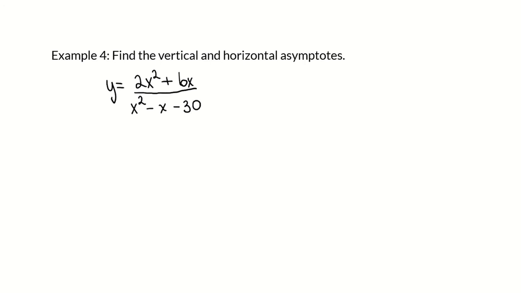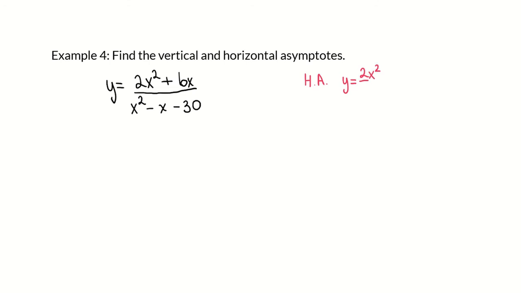Example 4: find the vertical and horizontal asymptotes of y equals 2x squared plus 6x over x squared minus x minus 30. Let's start this time with the horizontal asymptote. So to find the horizontal asymptote, we find the largest power of x and ignore everything else, because we're thinking only about what happens as x becomes very large.